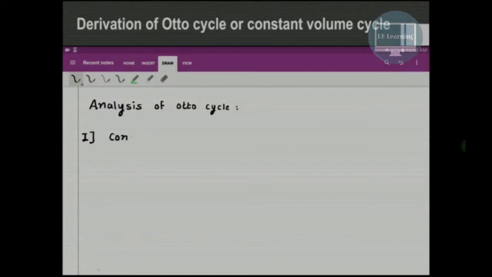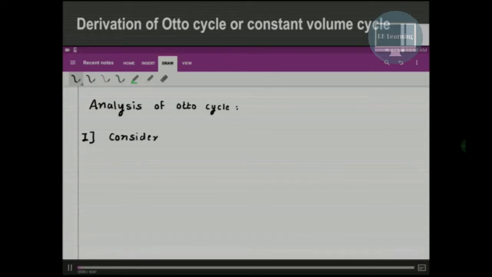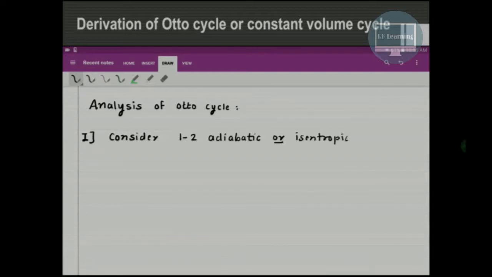So the first process, as we have seen, that we have to consider is 1 to 2 isentropic compression process or adiabatic process, during which the law is PV raised to gamma is equal to constant. So applying that particular law to the state points 1 and 2, we can say that P1 V1 raised to gamma has to be equal to P2 V2 raised to gamma.